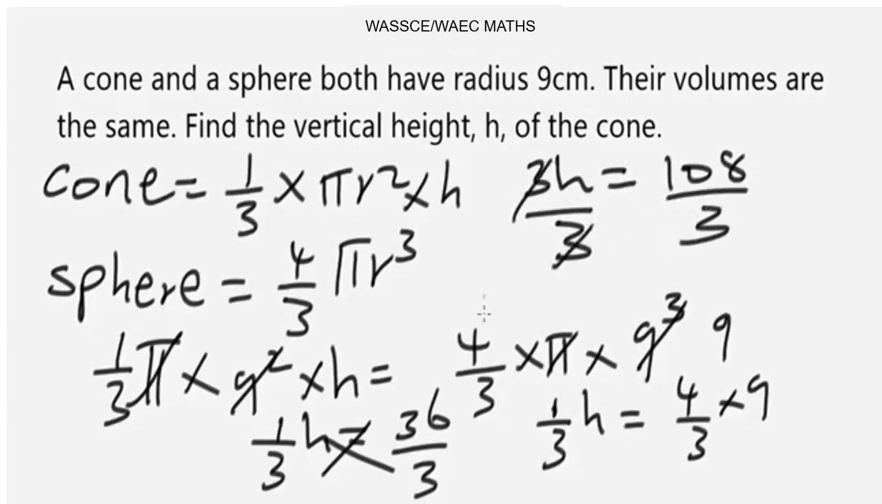So our h will now be 108 divided by 3. When you punch it in a calculator, you're going to have 36 cm. So that will be the vertical height of the cone. It's as simple as that, guys. Hope you learned something interesting from this video. So this is basically what you can do with the basic problems of volumes of 3D shapes.